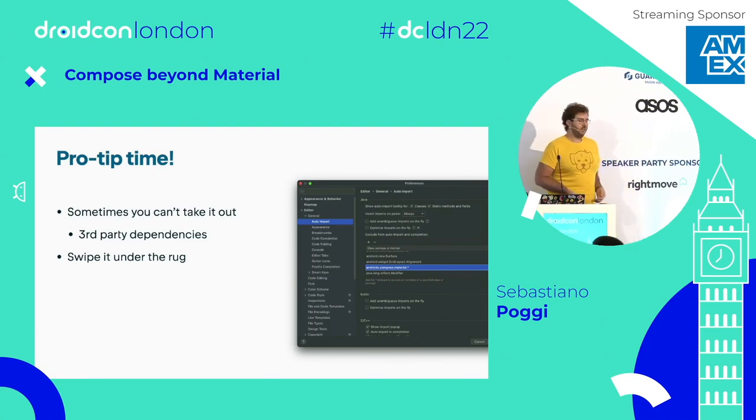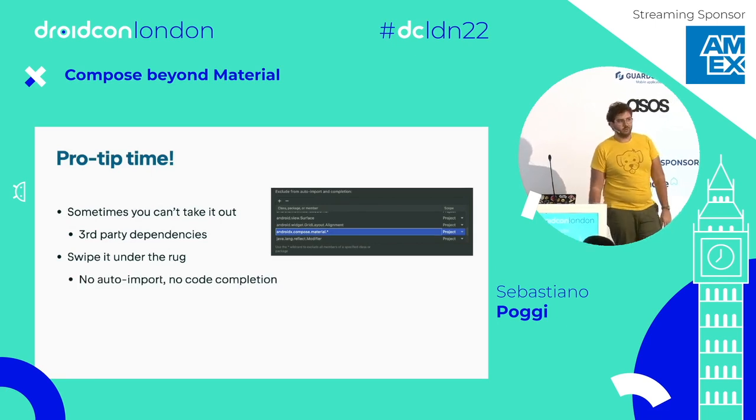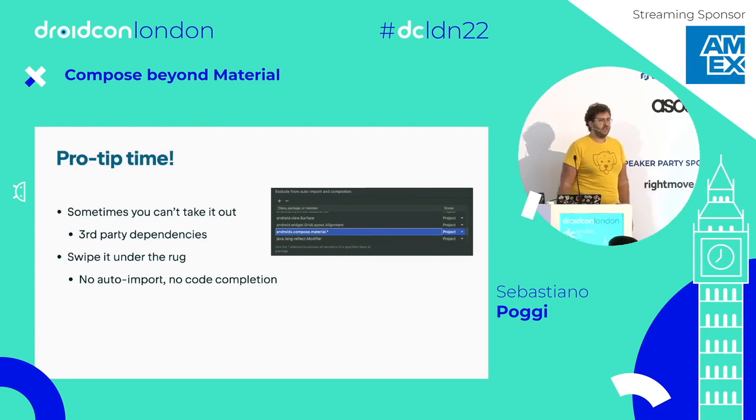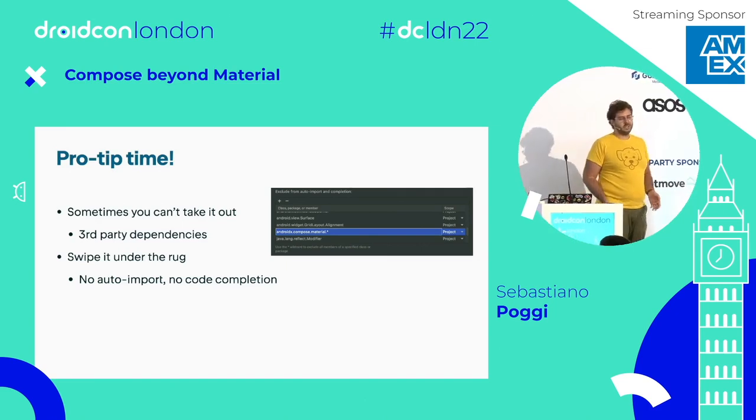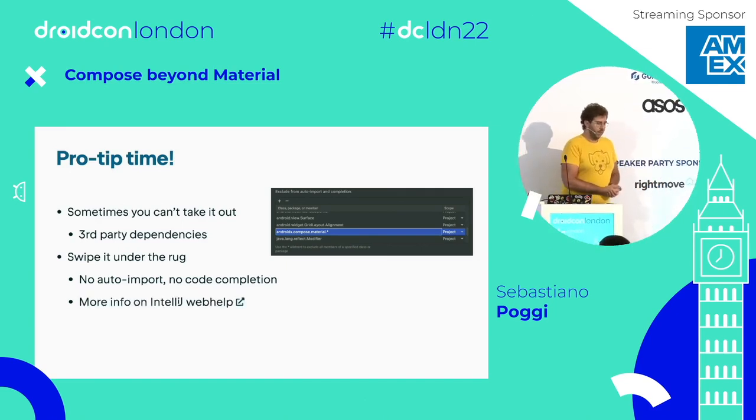One of the things you can do is open the preferences in your IDE, go into the exclude from auto import section, and add the Material package there, and the IDE will pretend it does not know what Material is. It is still going to be shipped in the app, but it wouldn't build otherwise. But at least when you're typing stuff, it doesn't suggest Material stuff to you.